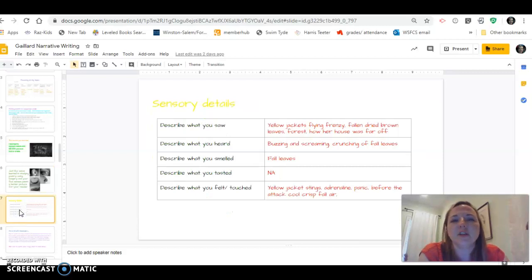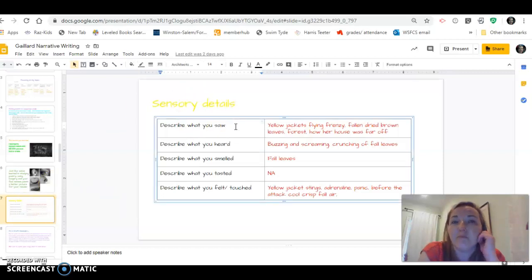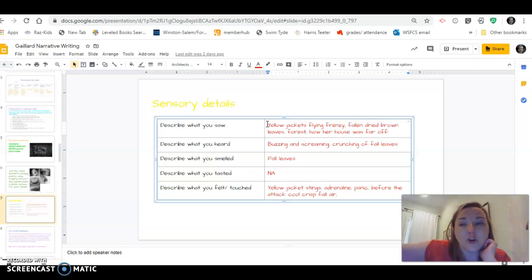So the bulk of what you're going to do today is going to be on slide 27 entitled Sensory Details. This is where you're going to go ahead and organize and lay out what it is that you plan to talk about. And so to do that, you need to reflect on the big climax moment of your story and what imagery can you bring into that. So if we look here at mine, it says describe what you saw, right? I saw yellow jackets flying in a frenzy all over the place. I saw fallen dried brown leaves on the forest floor. And I saw how far off her house was because it was a big, big forest behind her house. We were not terribly close by, right?